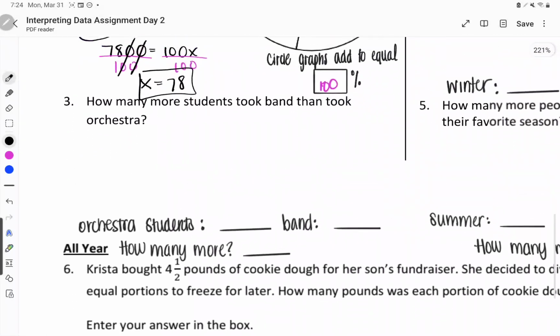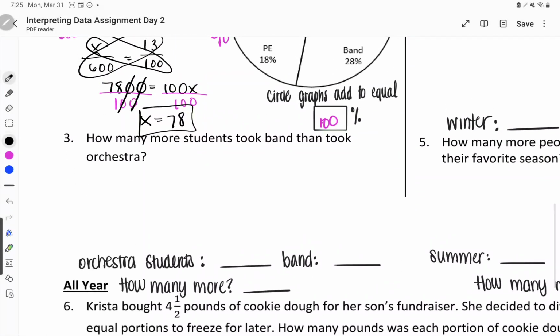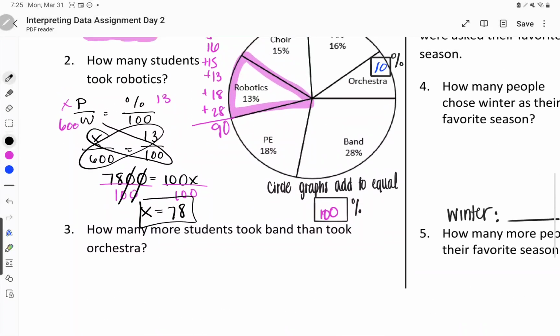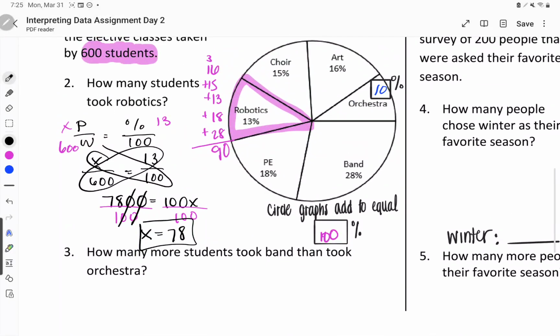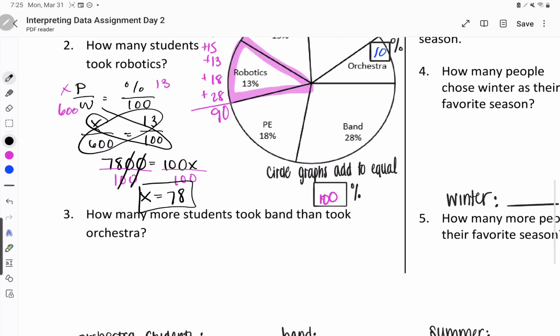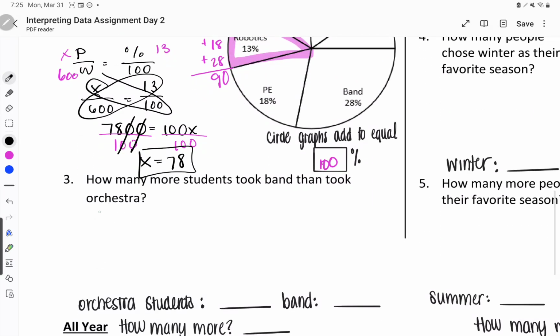This one says, how many more students took band than took orchestra? So first, I have to figure out how many students took band. Well, I see right here that band was 28%. So I'm going to set up a proportion using 28%. What would that proportion look like? I would have X, because I don't know how many students took band, over 600 equals my percent of kids that took band, which was 28 over 100.